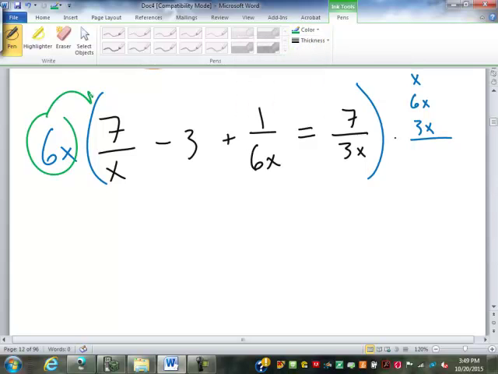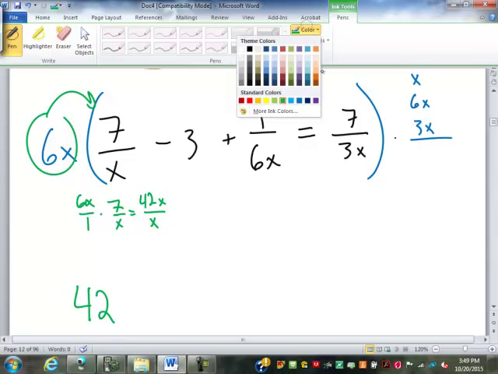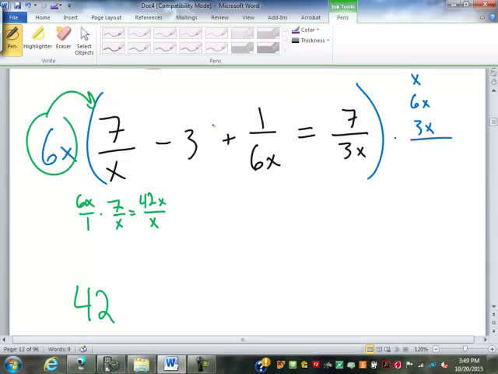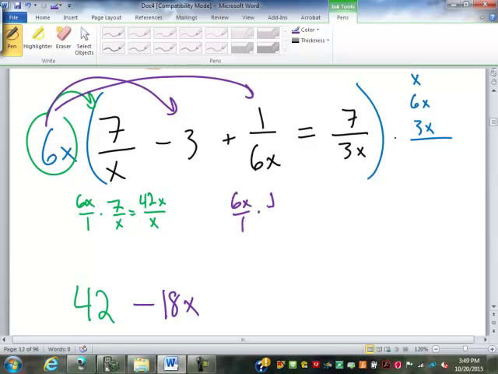So we do 6x times 7 over x. So 6x over 1 times 7 over x. 6x times 7 is 42x. 1 times x is just x. So 42x divided by x is just going to be 42. Then 6x times negative 3, well, that's just going to be negative 18x. 6x times 1 over 6x, well, 6x over 1 times 1 over 6x is 6x over 6x, otherwise known as 1.